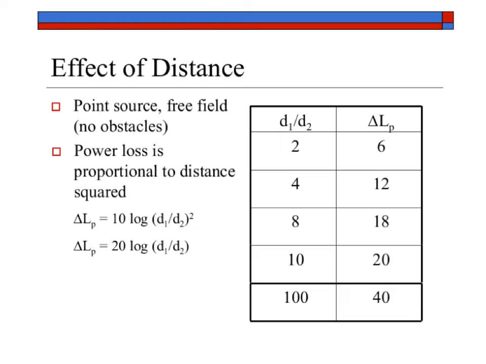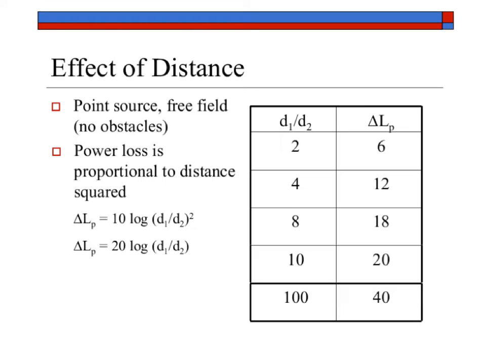In this idealized case, the power loss is proportional to the distance squared. In other words, we have the inverse square law applying here. The change in the sound pressure level, therefore, will be 10 times the logarithm of the ratio of the distances, d1 over d2 squared. And using one of our logarithm rules, we can pull that squared factor out to the front, and we find that the change in sound pressure level is 20 times the log of d1 over d2.